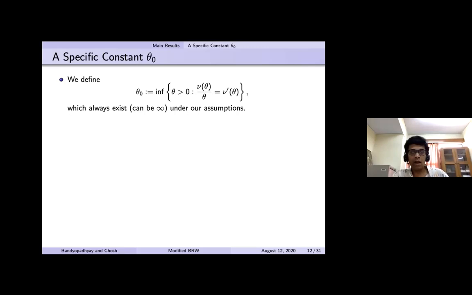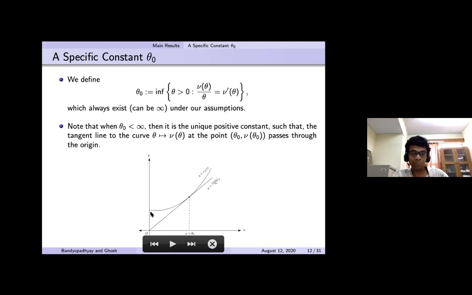It is much better to say it this way: this is the curve of nu. I look at the tangent on this curve which passes through the origin, then its x ordinate is going to be theta naught. Note that nu is a convex function, so such a theta naught, if it exists, must be unique. Now the problem is it may not exist. Such a thing might just become an asymptote, and so theta naught can be infinity. That's okay, that's not a problem. Otherwise, theta naught would be finite, and whenever it is finite, it is a unique point.